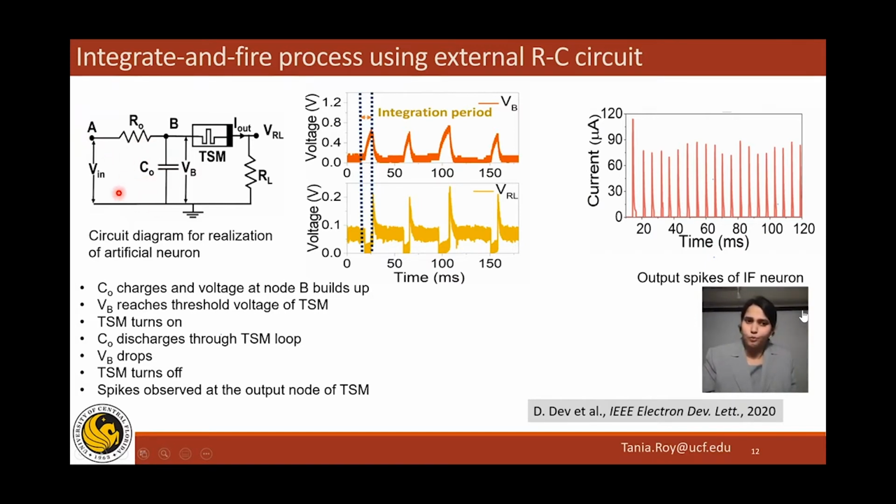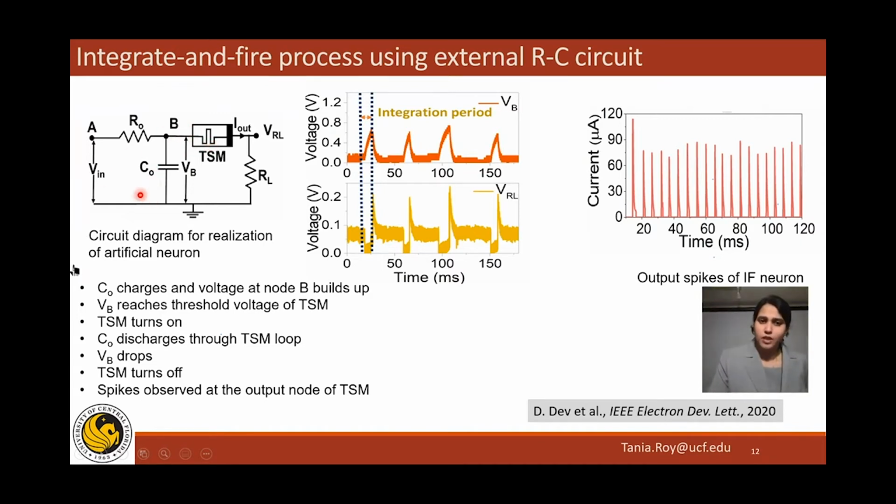So this is the charging loop. The capacitor starts charging, and then the voltage at node B starts to increase from 0. So if it is increasing, at this stage, the threshold switching memristor's threshold voltage is not reached. If it is not reached, then it will stay in the off state, the high resistance state.